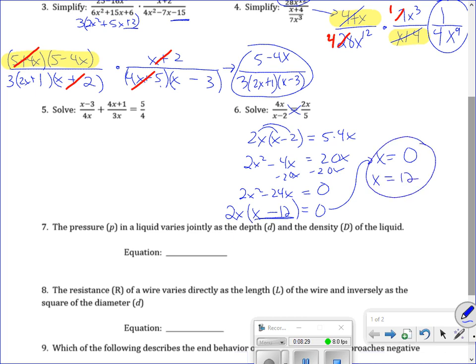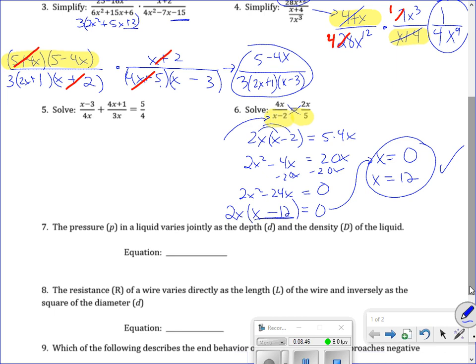So I make one last check, look at my denominators. Here are my denominators. Do I have a problem with any of these answers? Well, the only thing I would have had a problem with here was having a 2 minus 2. I don't have 2 as an answer, so I'm going to keep both of these things. There are no extraneous solutions.